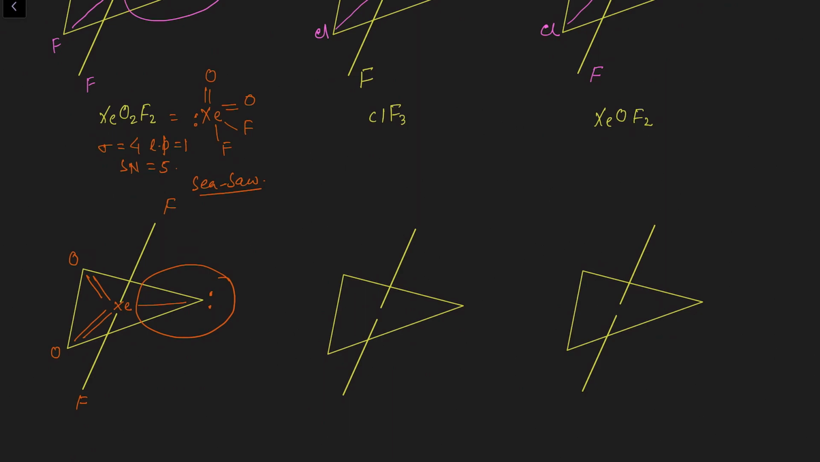Now ClF3. So draw the Lewis dot structure. Chlorine, fluorine, fluorine, fluorine. 3 bonds it is forming. And valence electron of chlorine is what? 7. Out of 7, 3 bonds are formed. So how many lone pairs are left? 2 lone pairs left. Now check the geometry of this molecule. Lone pairs are 2, sigma bonds are 3, steric number will be 5. Structure will be trigonal bipyramidal.